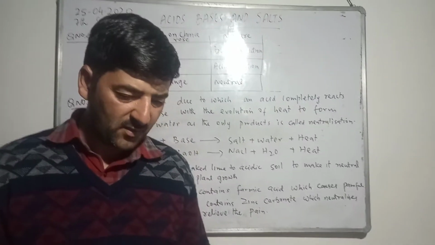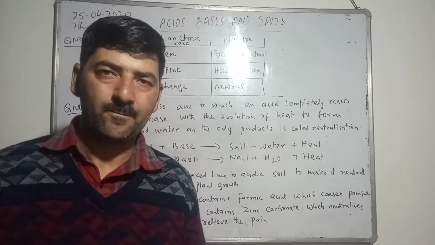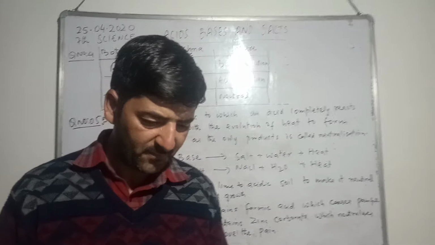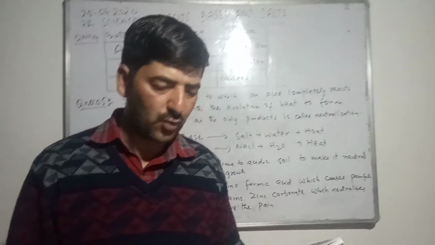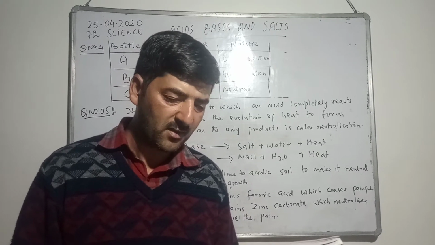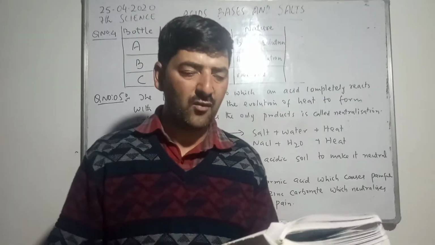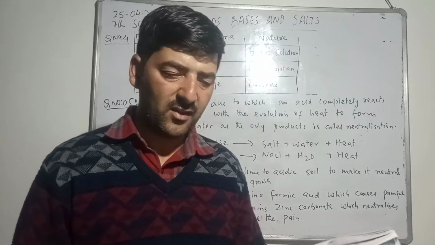Dear students, we have question number 6. Explain why. There are 4 parts of question number 6. Part 1 is: farmers add slacked lime to acidic soils. So we have to say why farmers add slacked lime to acidic soils.